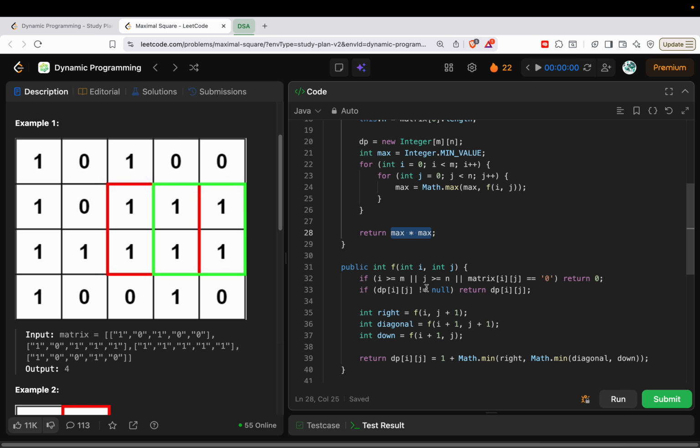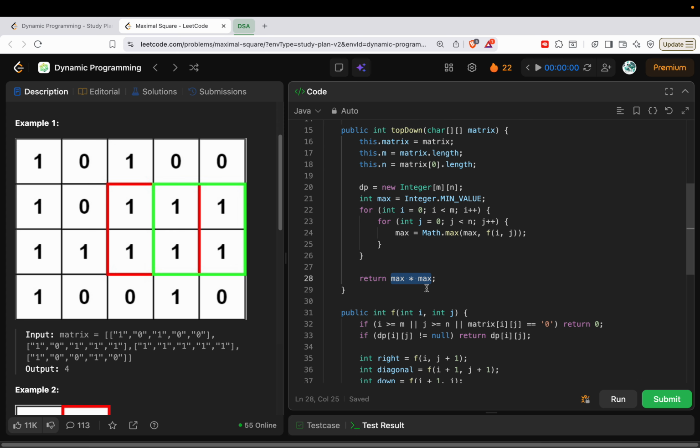Okay, if you see, the time complexity of this algorithm is order of m into n, and the space complexity is also order of m into n. Reason being, we are populating all the states of m by n.